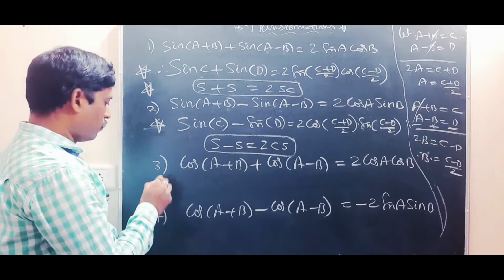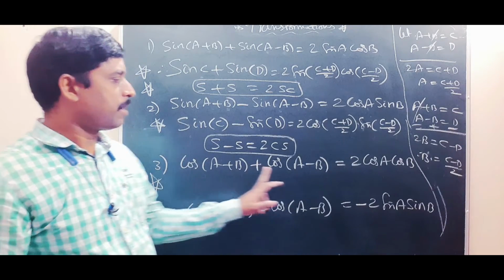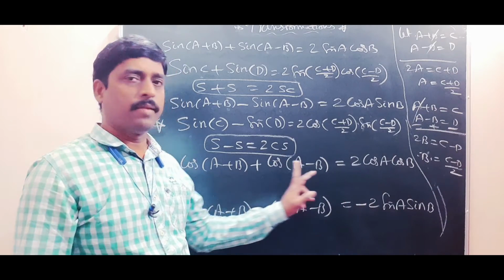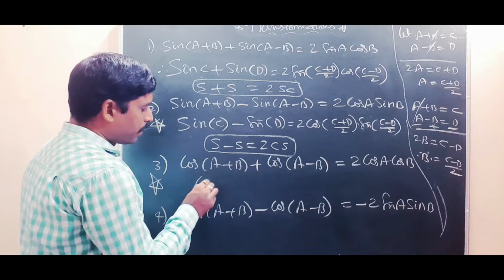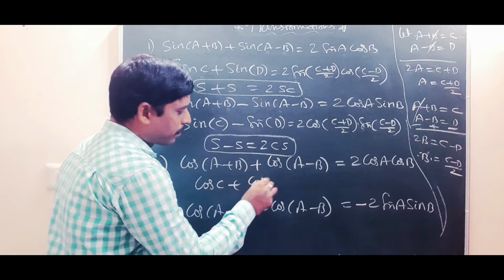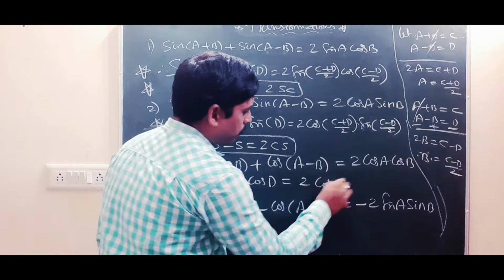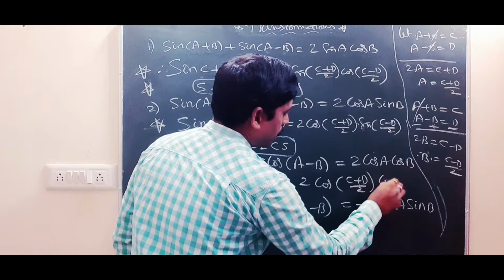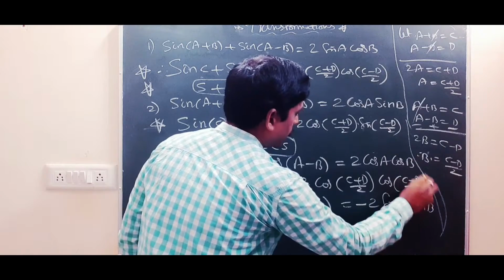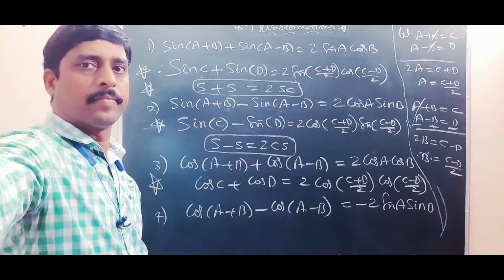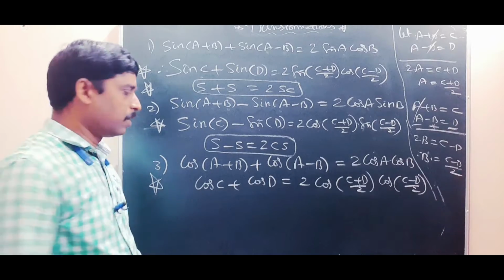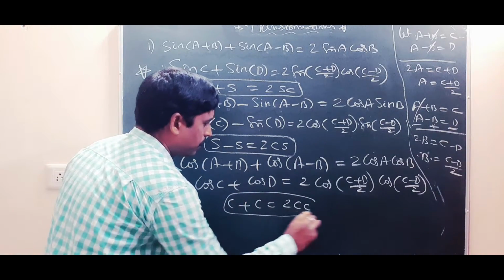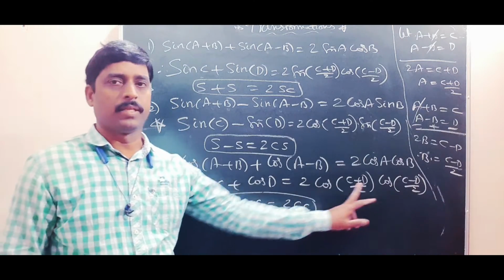Okay. Next I am going to explain cos(A+B) plus cos(A-B) is equal to 2 cos A cos B, where A plus B and A minus B values are C and D. Cos C plus cos D equals 2 cos, where A is placed as (C plus D) by 2, and B is placed as (C minus D) by 2. Okay, the coding is C plus C is equal to 2CC.